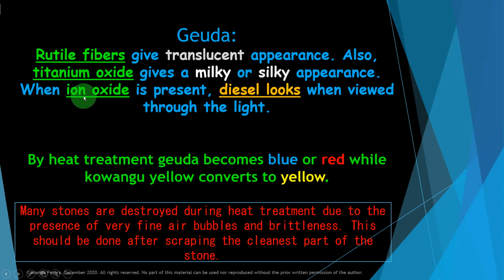When iron oxide is present, it becomes a diesel look. Inside the stone, if iron oxide is present, it looks like diesel when viewed through the light. So remember these things. By heat treatment, Gewda becomes blue or red, while Kowngu Yellow converts to yellow. Many stones are destroyed during heat treatment due to the presence of very fine air bubbles. Inside these air bubbles, CO2 and H2O are there, and brittleness. This should be done after scraping the cleanest part of the stone. Remember that.